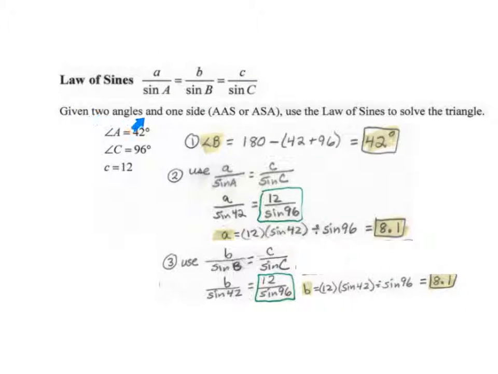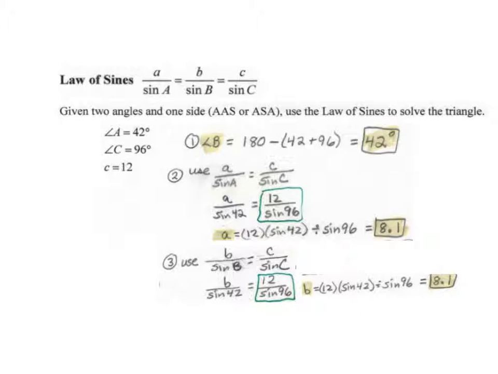Now if you're given 2 angles, the very first thing that you're going to do is find the third angle. You know that in a triangle the angles add up to be 180 degrees, so you'll take 180 minus the sum of the other 2 angles. And now you have all 3 angles. You just need to find the 2 extra sides.